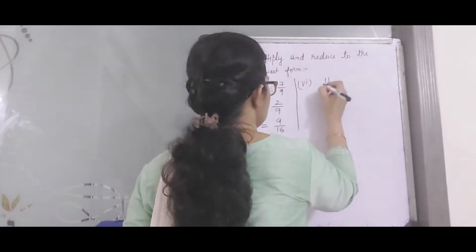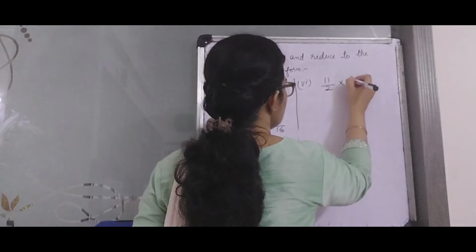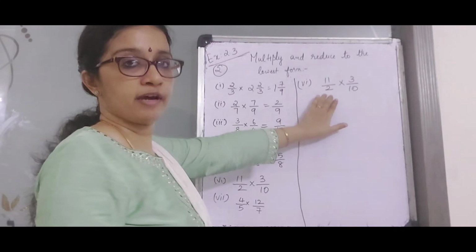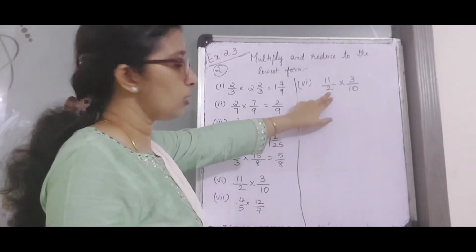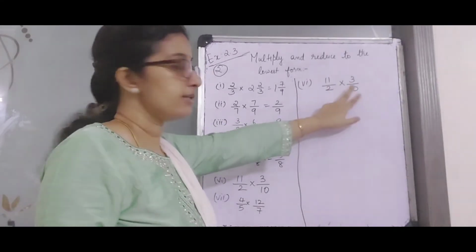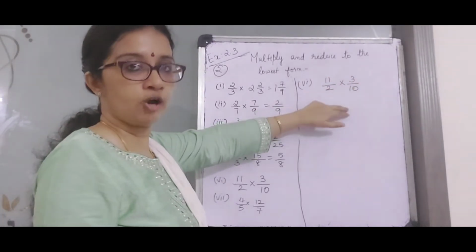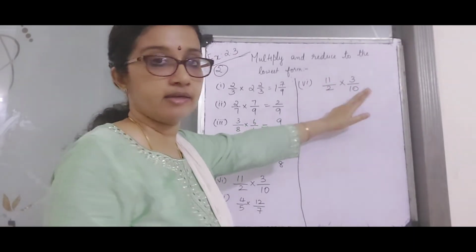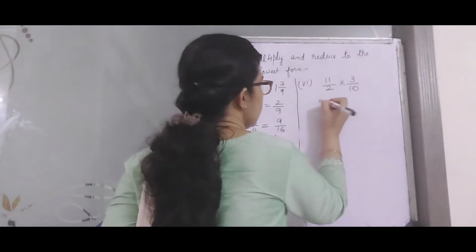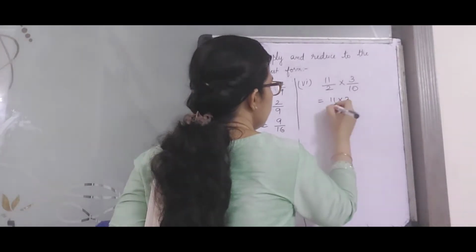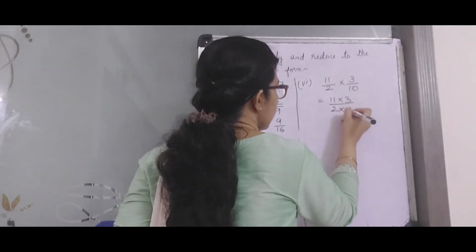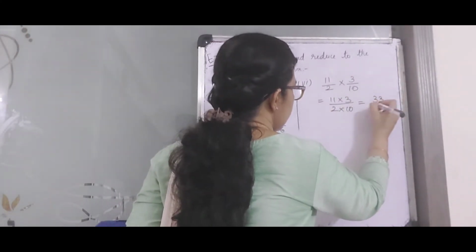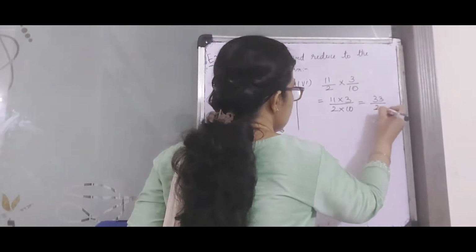(11 by 2 into 3 by 10). Okay. So here also there is no common factor, right? In the denominator it is 2 and 10. And the numerator 11 and 3. So is there any common factor? No, we don't have any common factor. So we can directly multiply and write. Okay. So this can be written as 11 into 3 divided by 2 into 10. Which is equivalent to 11 3s are 33 divided by 2 into 10 is 20.